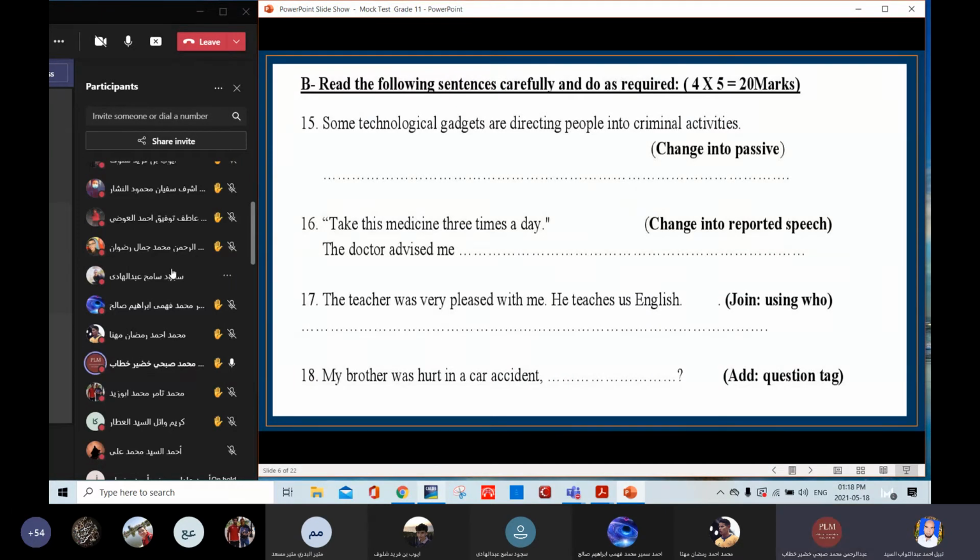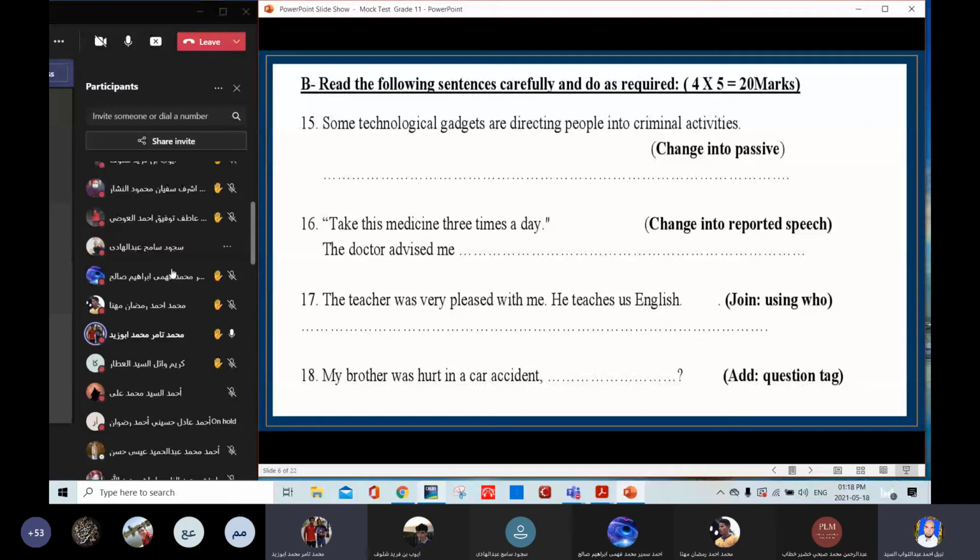Some technological gadgets are directing people into criminal activities. Change into passive. People are directed. Yes, people are directed. No, thank you. Muhammad Tamir. People are beginning decorated into criminal activities. No, Karim Wael. People are being directed into criminal activities.